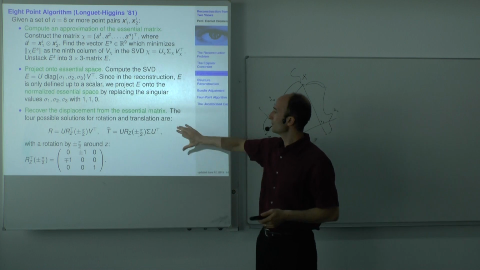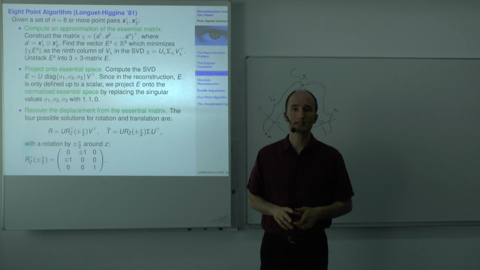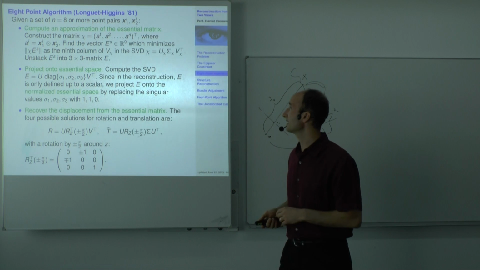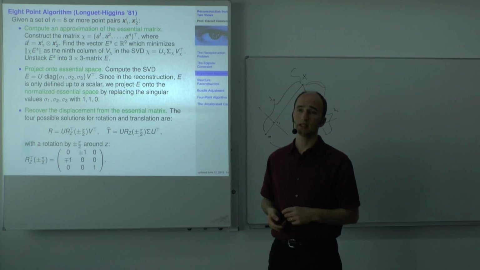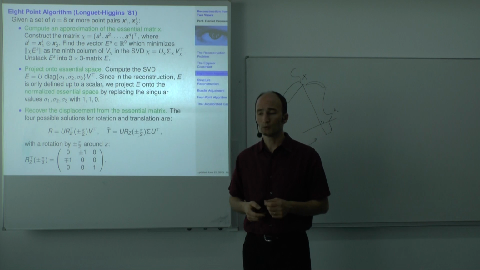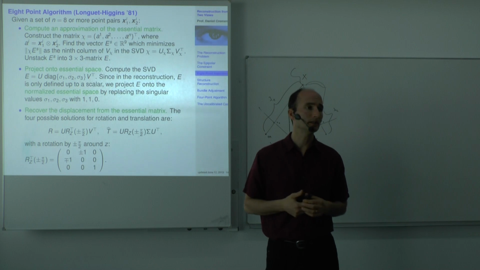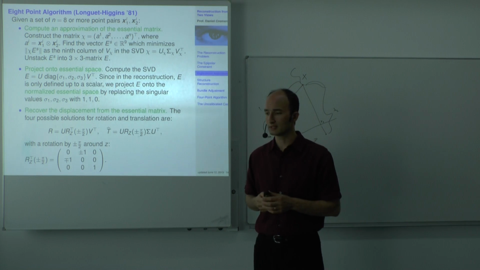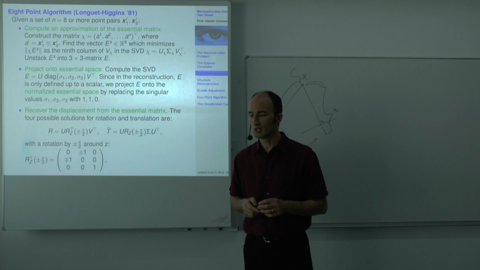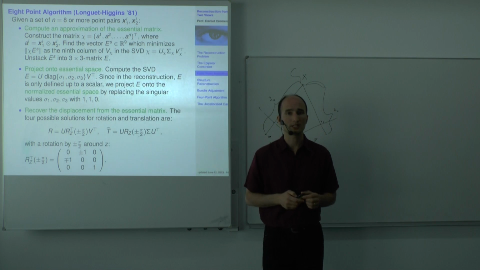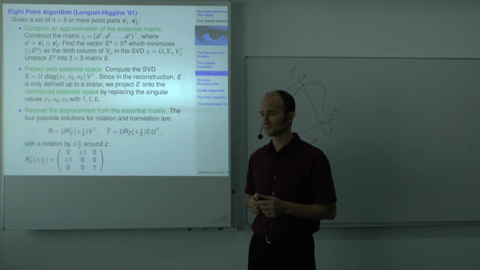So this way we can compute rotation and translation from a set of point pairs in 2 images. We need 8 or more point pairs. We talked about how many we really need. We also talked about degenerate configurations. We'll see a little more of such degeneracies today.